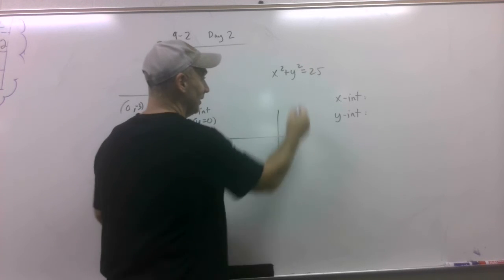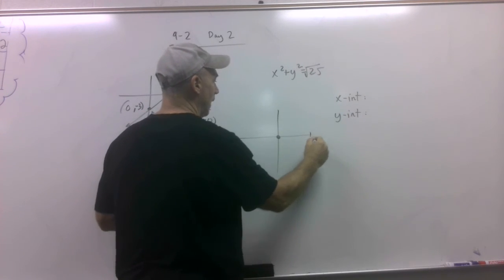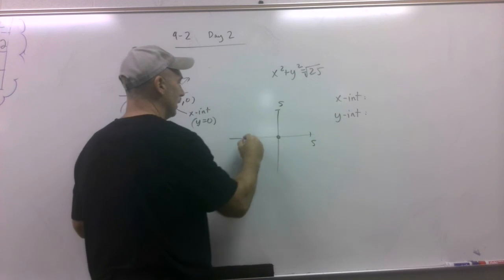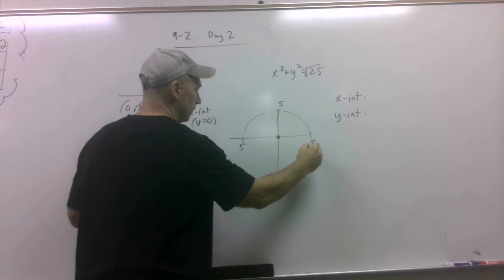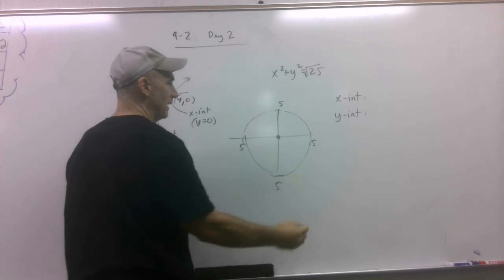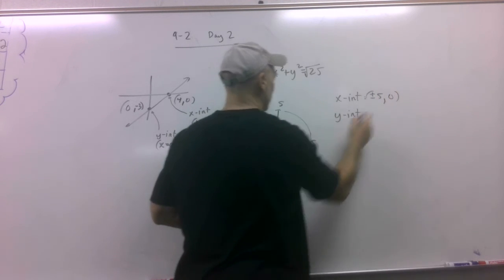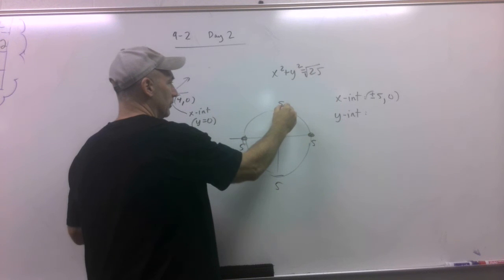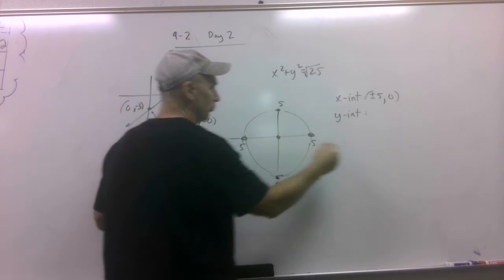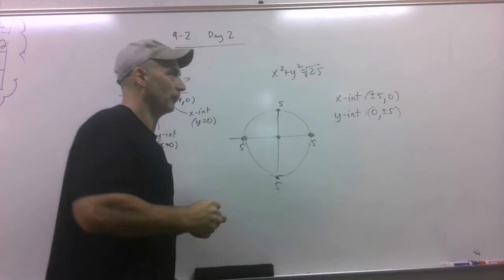Can you? The center's 0, 0. The radius is 5, so I go out 5, up 5, left 5, down 5. Draw my circle in. What's my x-intercepts? That'd be plus or minus 5, 0. This one and this one. What's my y-intercepts? What's this one and this one? Those two would be 0, plus or minus 5. So, not a big deal.